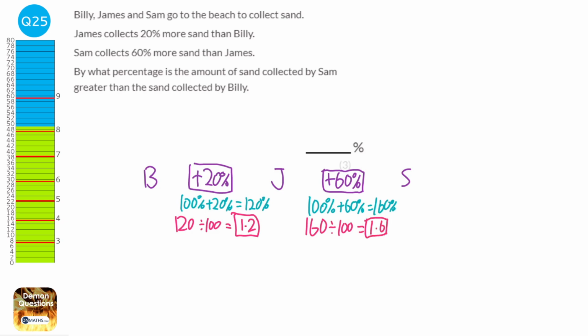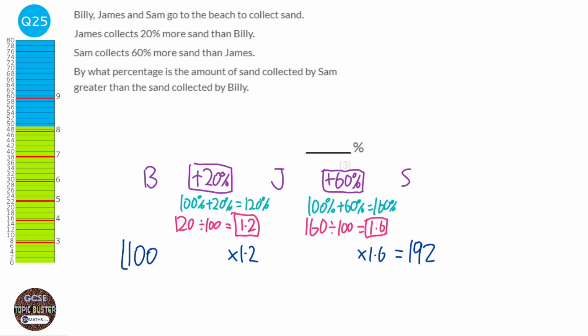Now it says, by what percentage is the amount of sand collected by Sam greater than the amount of Billy? So we're going to start off with Billy being 100%, times it by the 1.2, and then times it by the 1.6, and find out what the final percentage is. When we do that, we get 192. So we started off with Billy's 100, we just made that up, but it makes the maths nicer to use. And we ended up with Sam having 192. Well, what is 192 as a percentage increase of 100? The reason we picked 100 is we can clearly see that it's gone up by 92%. So our answer is 92%.